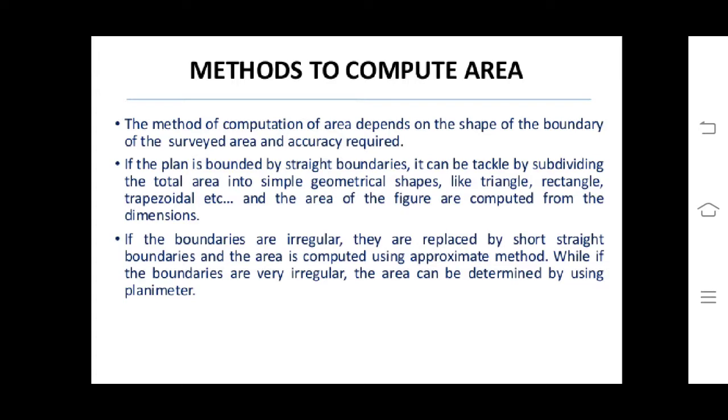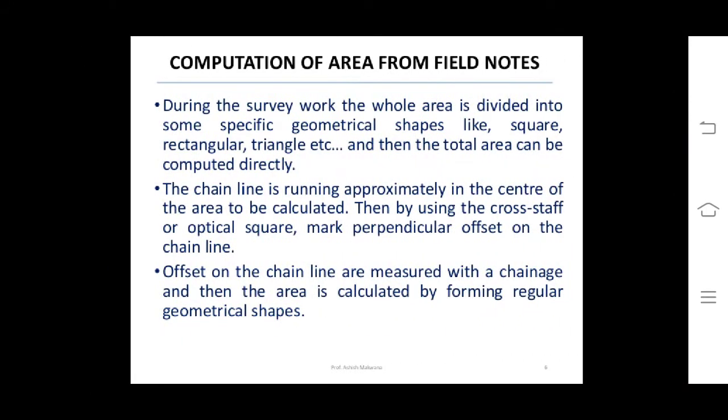If the boundaries are irregular, they are replaced by short straight boundaries and the area is computed using an approximate method. While if the boundaries are very irregular, the area can be determined by using a planimeter, either a mechanical planimeter or a digital planimeter.